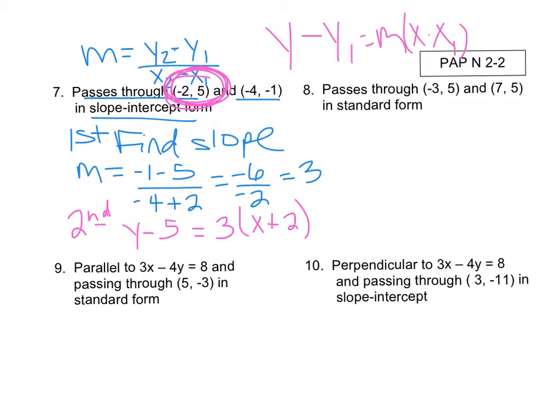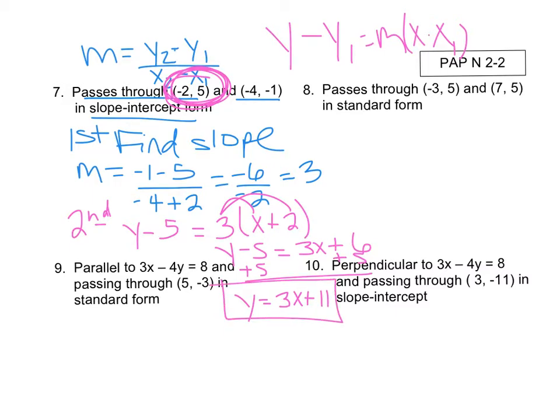And then we distribute. So 3x plus 6. And we want it in slope-intercept form, so I want y by itself. So I'm going to add 5. So you should get y equals 3x plus 11 for your equation.